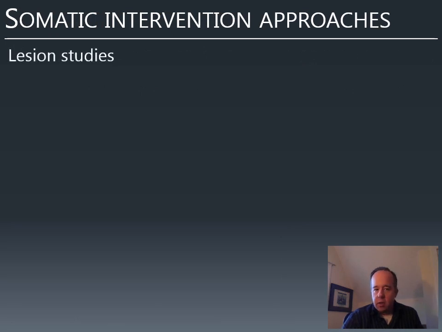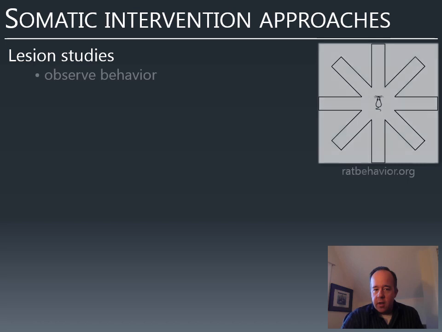Okay, switching gears a little bit. Now we're going to change from looking at observations to looking at manipulations, somatic interventions. And one of the earliest ways of doing this was with lesion studies, either deliberately destroying part of the brain in animals or studying people who had had part of their brain destroyed by an accident or by disease. So this creates what we call a lesion, a damaged part of the brain that no longer works. And we call these lesion studies.